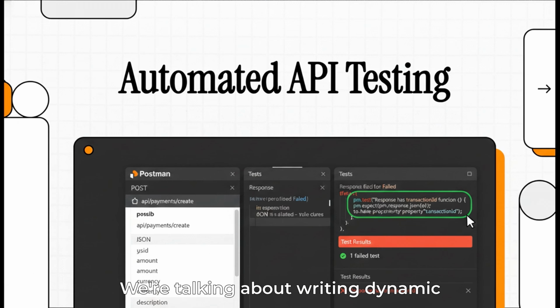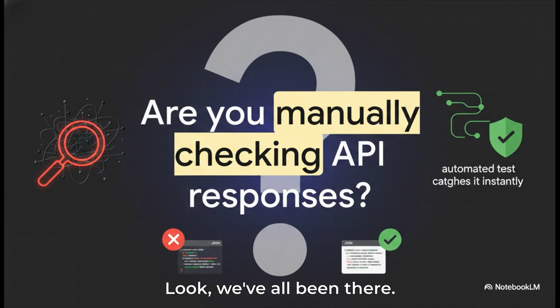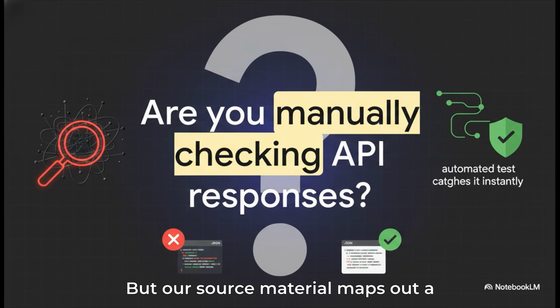We're talking about writing dynamic scripts that actually do the testing for us. If you've ever dealt with an active outage, you know the exact pain I'm talking about. You're hunting through massive JSON payloads with tired eyes, desperately trying to spot a missing parameter while the clock is ticking. It's incredibly stressful and, let's be honest, completely prone to human error. But our source material maps out a much calmer, methodical way to isolate and validate these exact issues.